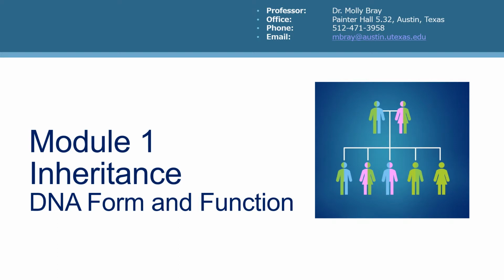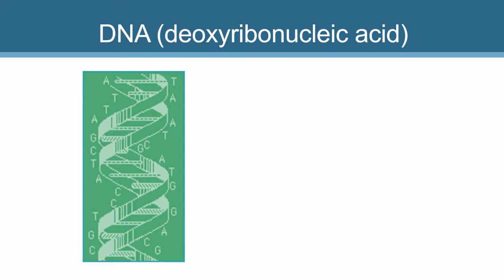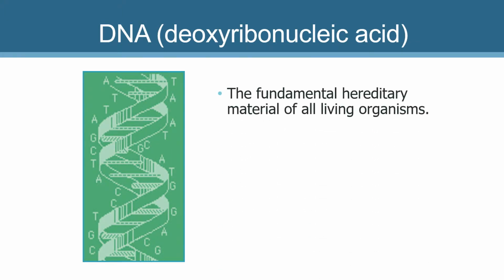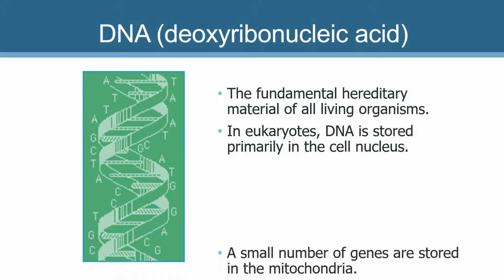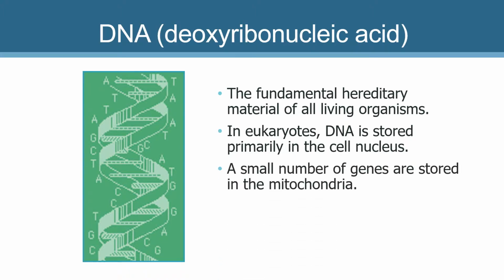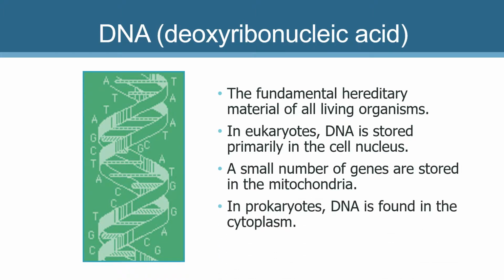Module 1. Inheritance, DNA form and function. DNA is the fundamental hereditary material of all living organisms on the Earth. In eukaryotes, DNA is stored primarily in the cell nucleus, and a small number of genes are stored in the mitochondria. Even prokaryotes, like bacteria and archaea, have DNA, but it floats around in the cytoplasm because these cells have no cellular organelles.